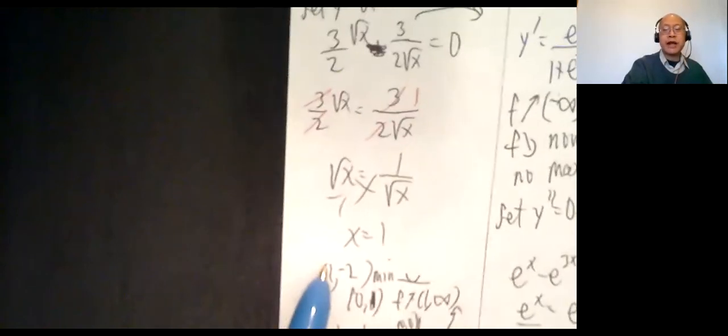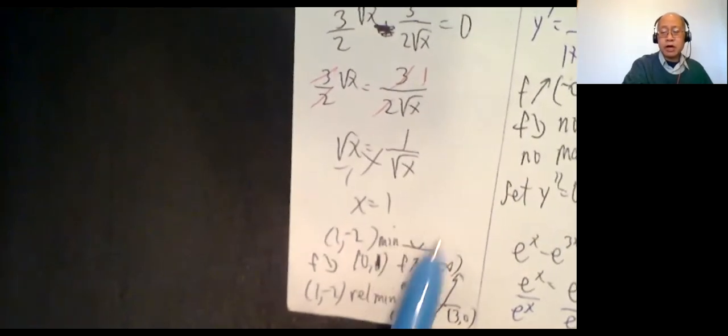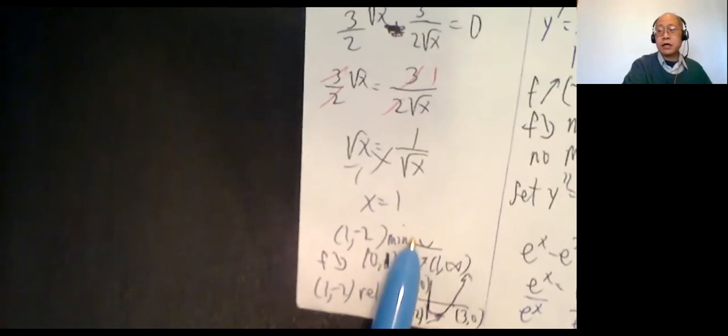Okay, plug in 1. 1 minus 3 is negative 2. Square root of 1 is 1. I have (1, -2). Now, I could make a sign chart, but I don't have to. I already know the graph is always concave up. So if I have concave up, the second derivative test tells me when I have a derivative of 0, it's automatically going to be a minimum. So I have a minimum point right here.